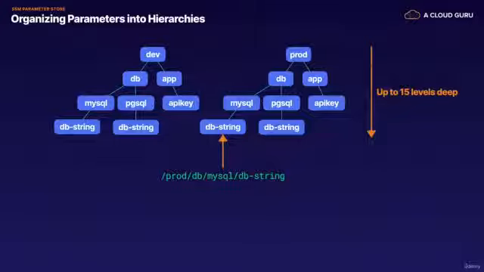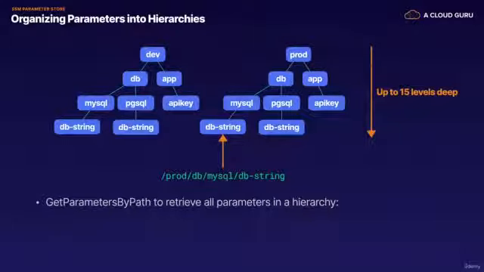Now, to retrieve all parameters in a hierarchy, you can use the getParametersByPath API call. So for example, to retrieve the entire dev hierarchy, you can specify a path of /dev. If you want to retrieve just the parameters under the DB branch of that tree, you would specify /dev/DB. And if you want to retrieve all the parameters under the app branch of the prod tree, you can specify /prod/app, and so on and so on.